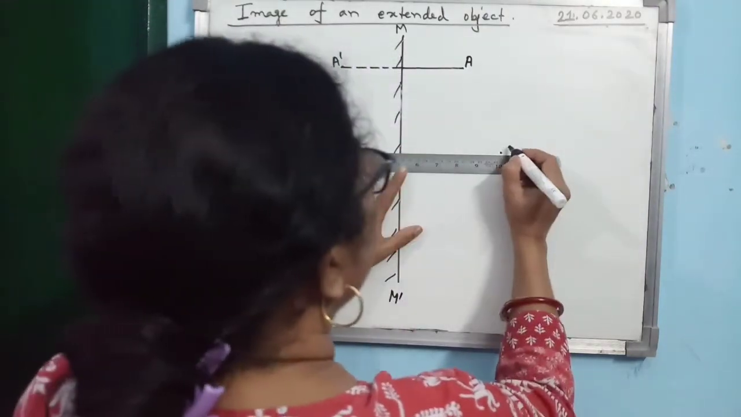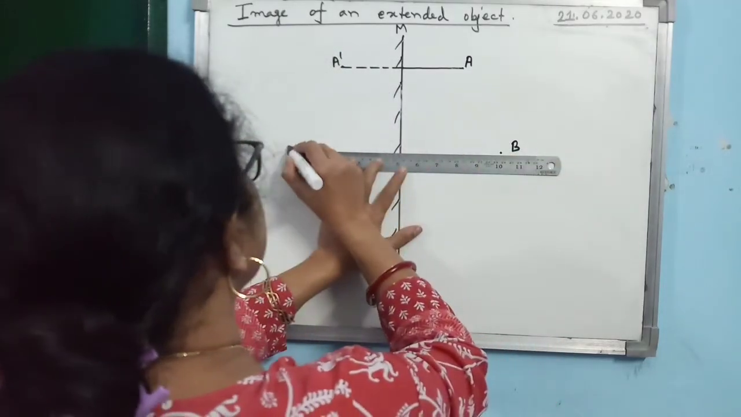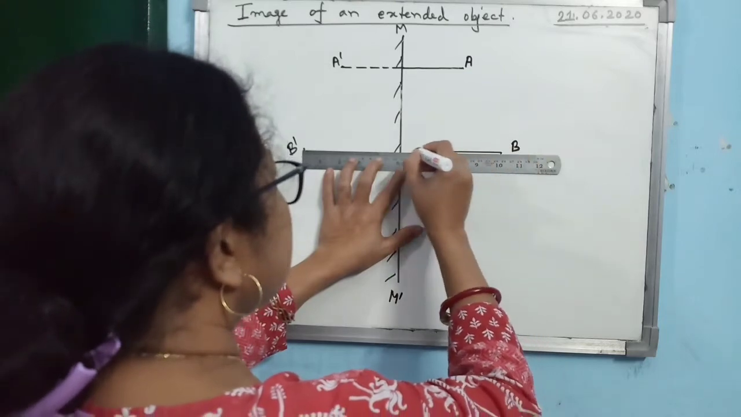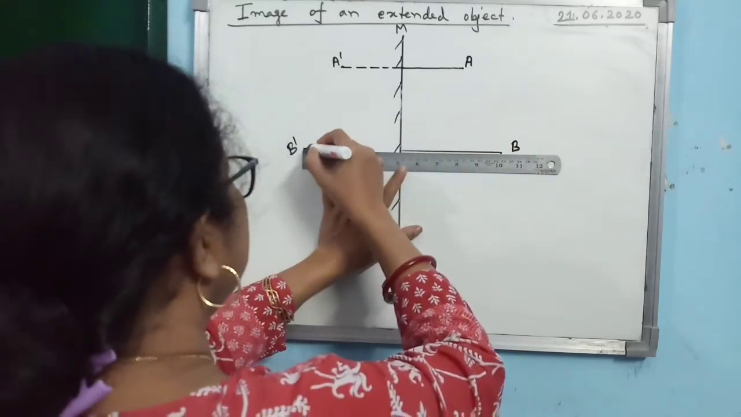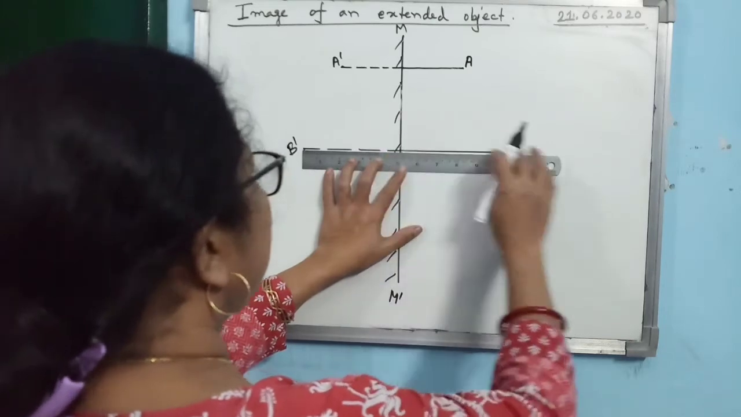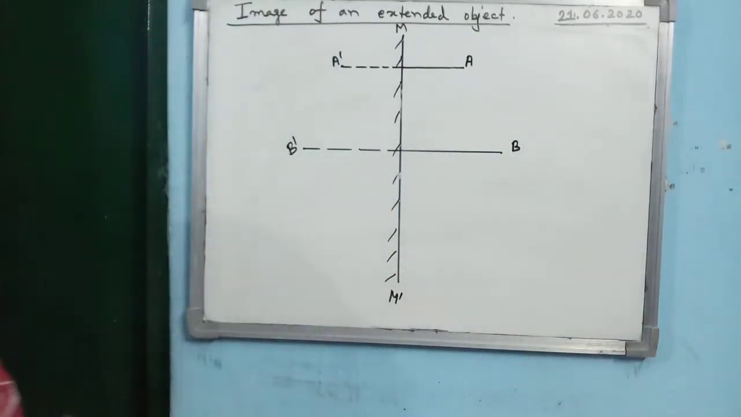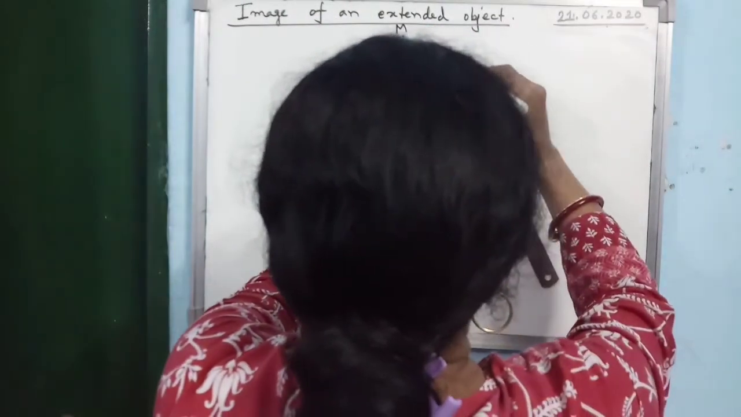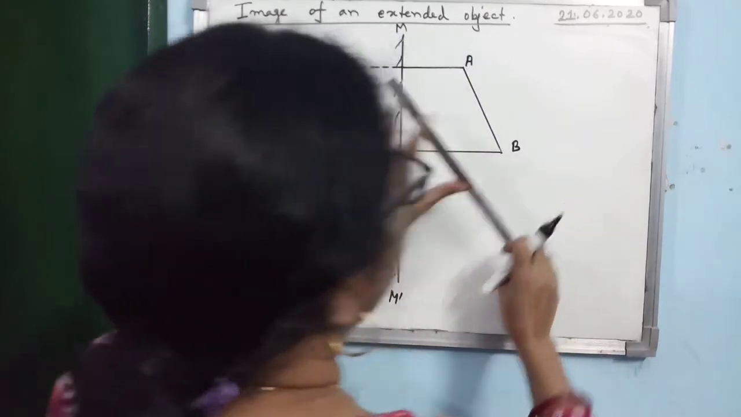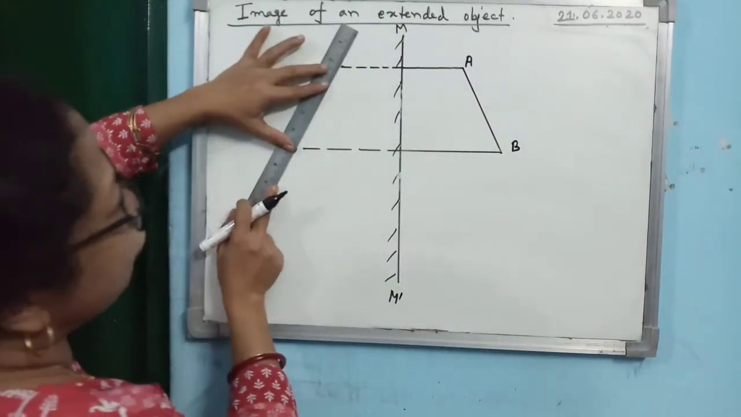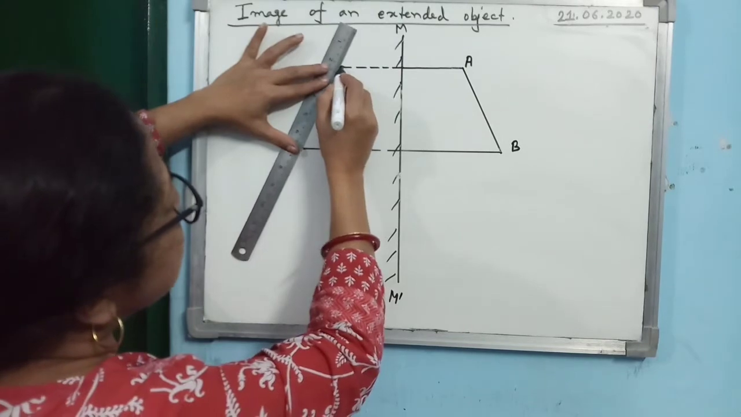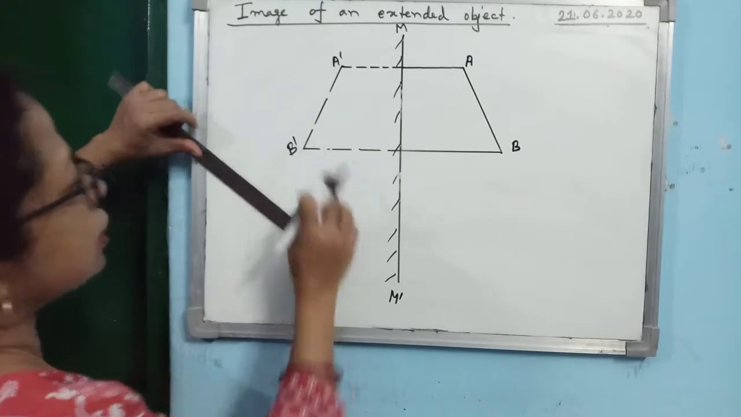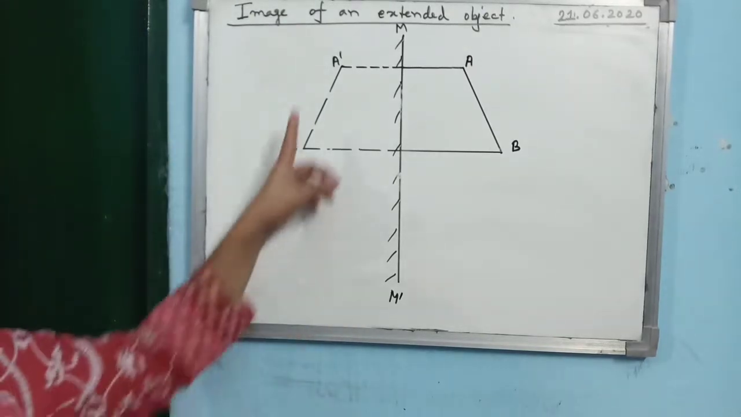So here you see I have taken 2 points, now name them B and B dash. Then you join the 2 points, again in front of the mirror it is solid and behind the mirror dotted. Is that clear? Now you join A and B. So AB is the object, and when you join A dash and B dash, that will be the image.